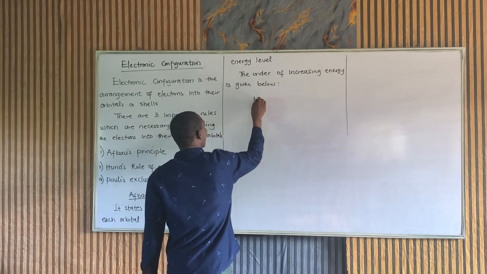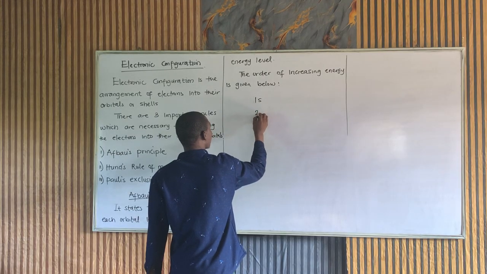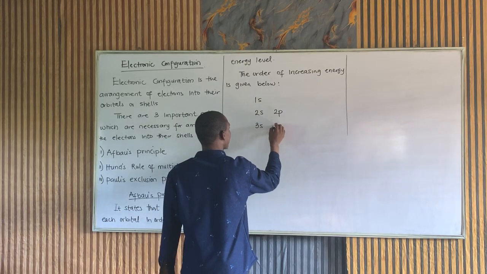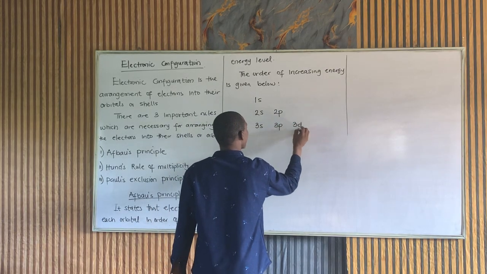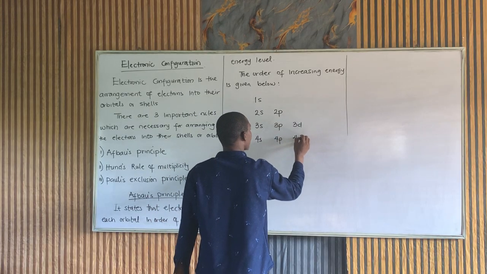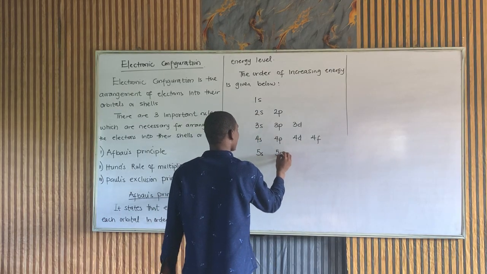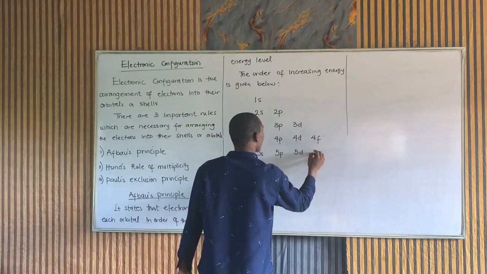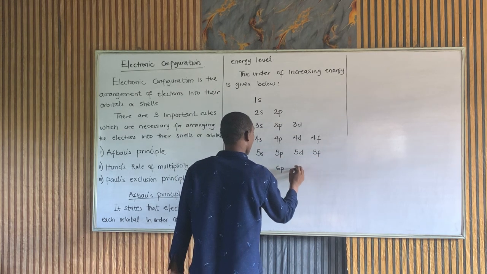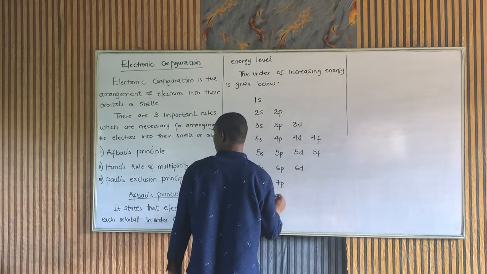So we have the 1s, we have the 2s and 2p. We have the 3s, 3p, and 3d. We have the 4s, 4p, 4d, and 4f. We have the 5s, 5p, 5d, 5f. We have the 6s, 6p, and 6d. We have the 7s and 7p.